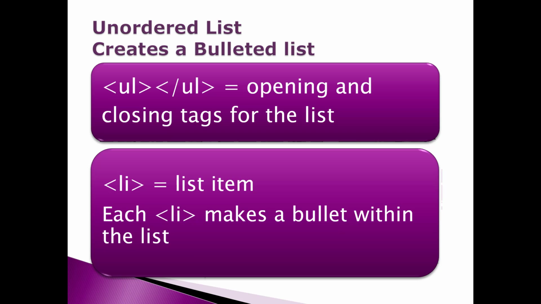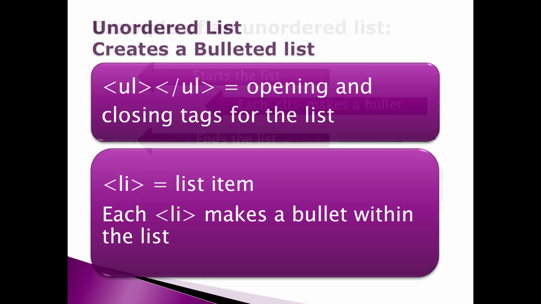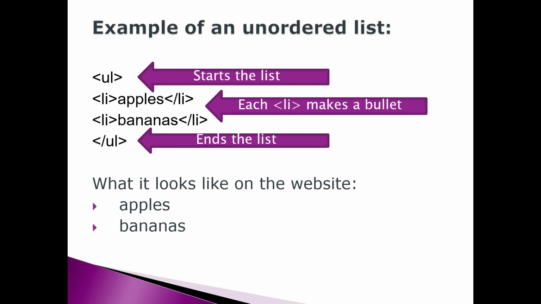And then each thing that you want to have a bullet in front of, you're going to put bracket LI bracket. That's why in the second box here it says LI stands for list item. So each list item makes a bullet within the list. So here you can see the bracket UL bracket starts the list, and then every LI that we want, apples and bananas, those are bullets, and then we end the list. And then here's what it would look like. Apples, bananas would be a bulleted list.